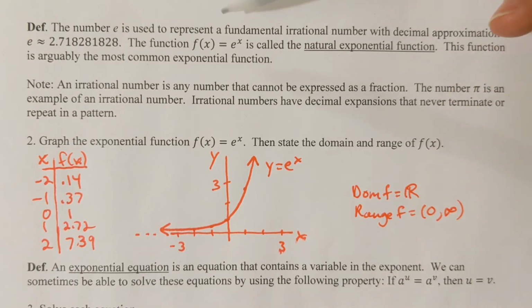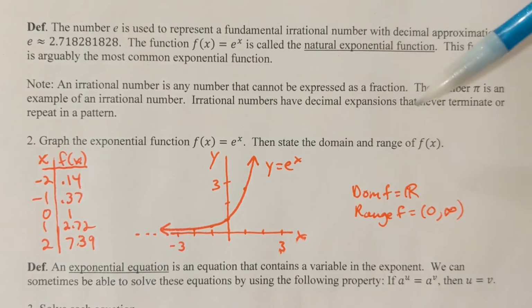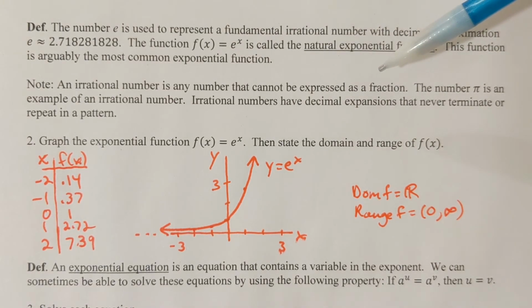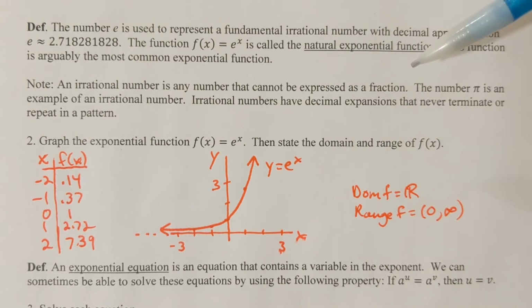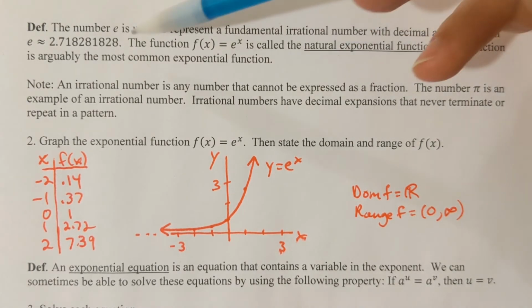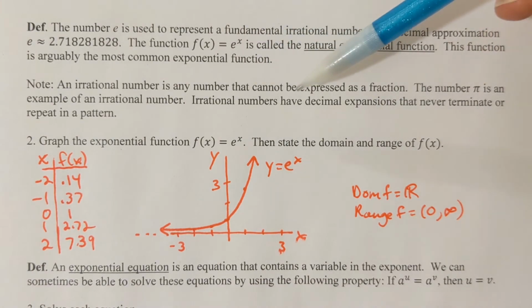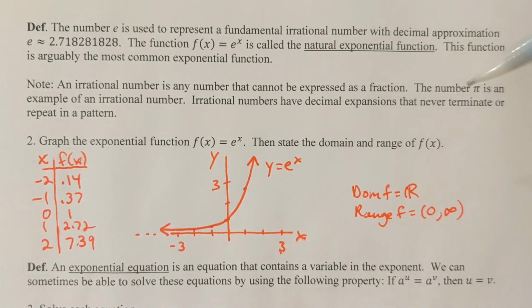Now, of course, an irrational number is one that cannot be expressed as a fraction. Pi would be an example of an irrational number. There's no way to write pi as a fraction. Okay, same deal with e. There's no way to write this number in fractional form. Irrational numbers have decimal expansions that never terminate or repeat in a pattern.